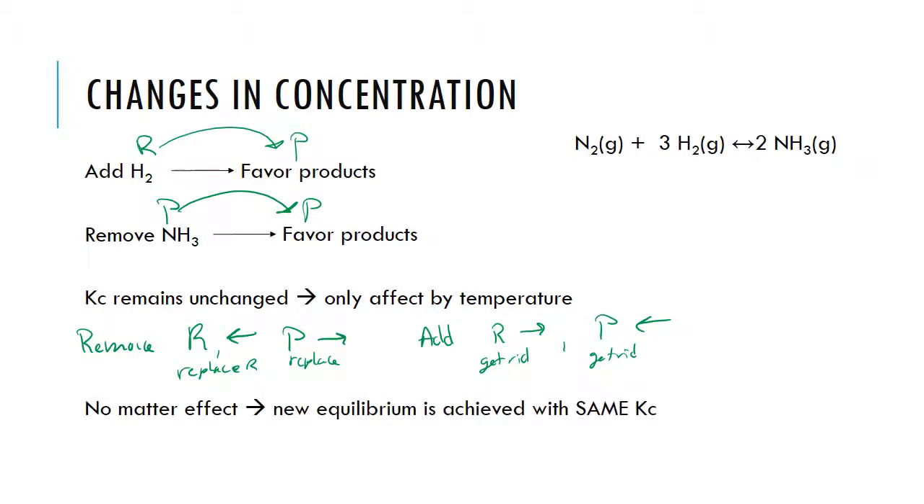But no matter which one you look at, one of those four, a new equilibrium state, a new equilibrium position is achieved. So that means your equilibrium concentrations for each of your reactants or products is different, but it's going to end up in the same ratio that allows it to have the same Kc value. And that I cannot stress enough.